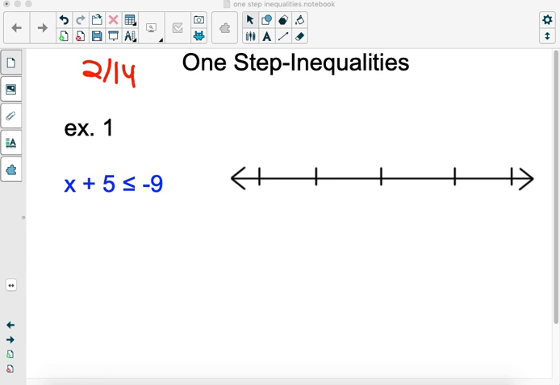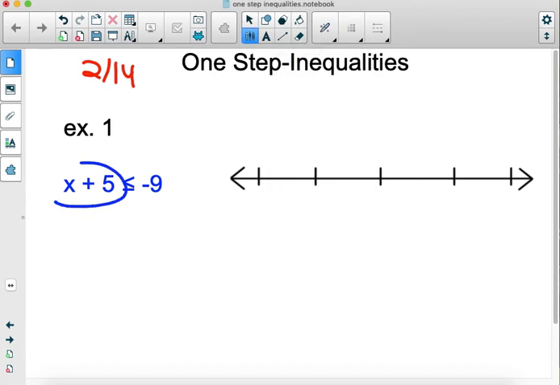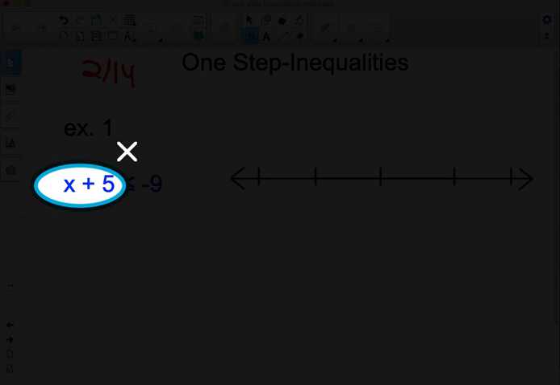X by itself, we have not heard from Nick. What do you think I can do on both sides to get x by itself? I want to get rid of plus 5. So how do I get rid of plus 5? One more time, I didn't hear you. Add 5, maybe. Liam, what do you think? Erase it.